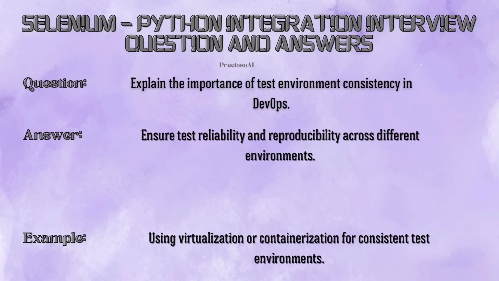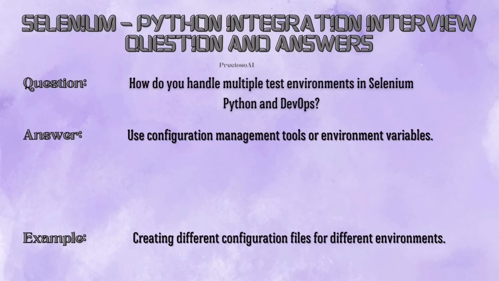And the answer is ensure test reliability and reproducibility across different environments, for example using virtualization or containerization for consistent test environments. Next question is: how do you handle multiple test environments in Selenium, Python and DevOps? And the answer is use configuration management tools or environment variables, for example creating different configuration files for different environments.